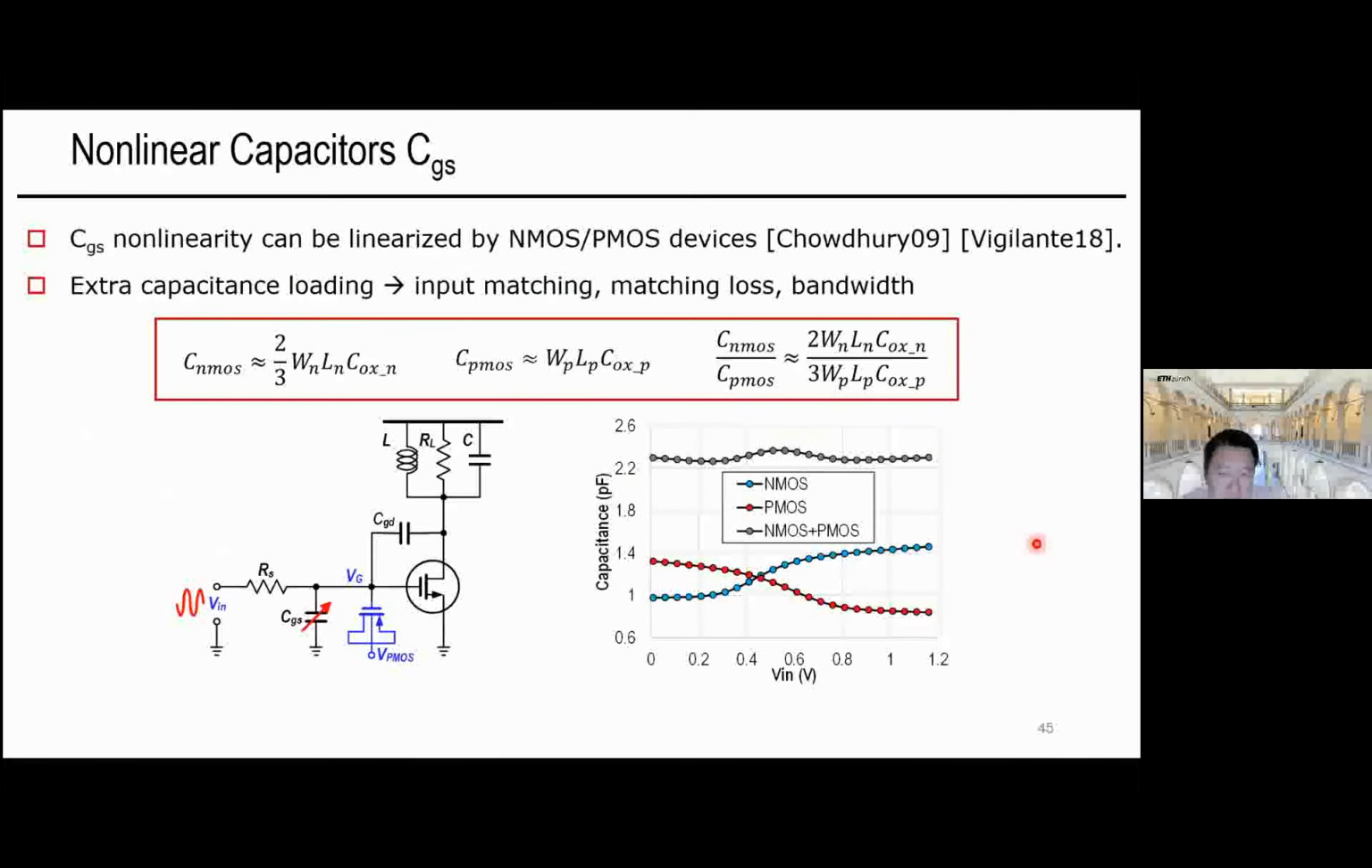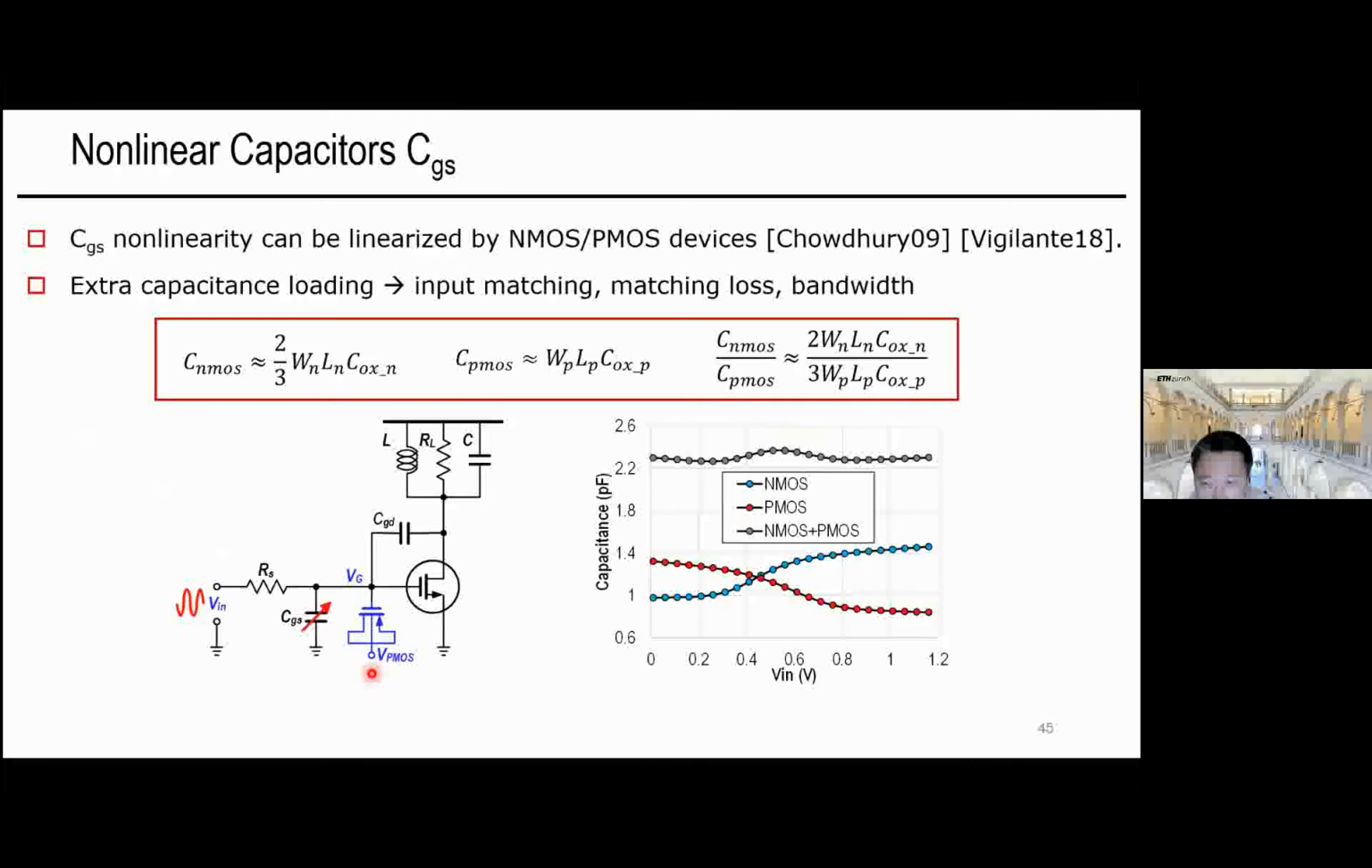Okay, so for the AM to PM, the nonlinear input capacitor CGS is often the major cause, and sometimes the output device and the output capacitance can be a reason. Sometimes the GM compression can also lead to AM to PM distortion, but in many cases, the input CGS distortion is typically the major reason for the AM to PM distortions, right?